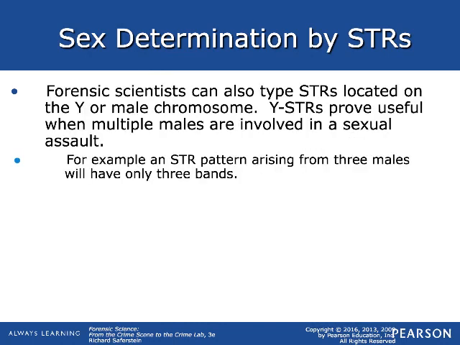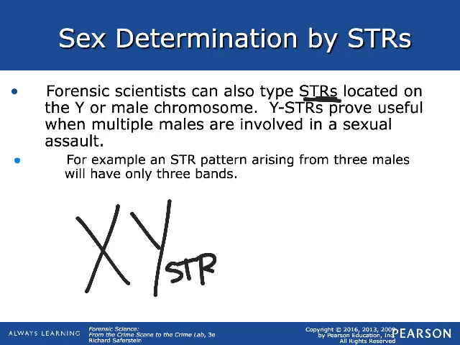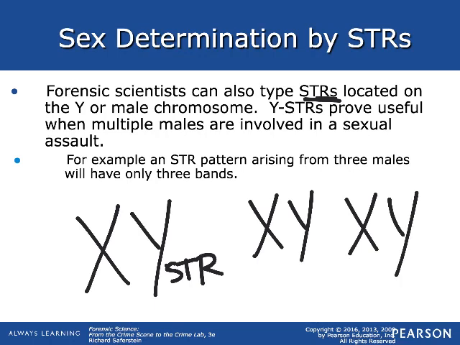Another way to figure out sex is that there are STRs that are only found on the Y chromosome. Guys are XY, so they have short tandem repeats that are only found on Ys. That means if there's more than one male involved in a crime, like a gang rape, and they want to see which men are involved, they can look at the Y STRs and determine how many different guys were there and maybe identify individuals.